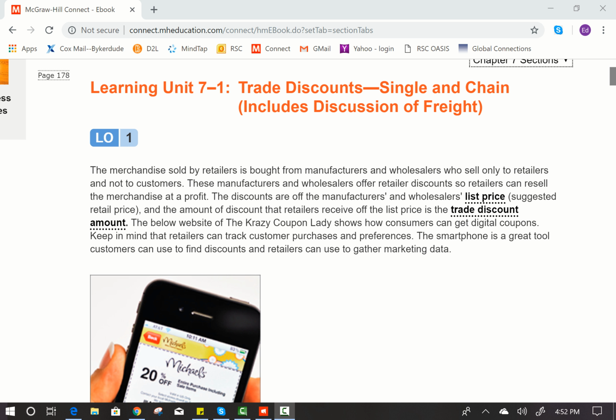So the merchandise sold by retailers is bought from manufacturers and wholesalers who sell only to retailers and not to customers. These manufacturers and wholesalers offer retailer discounts so retailers can resell the merchandise at a profit. The discounts are off the manufacturers' and wholesalers' list price or the suggested retail price, and the amount of discount that retailers receive off the list price is a trade discount amount.